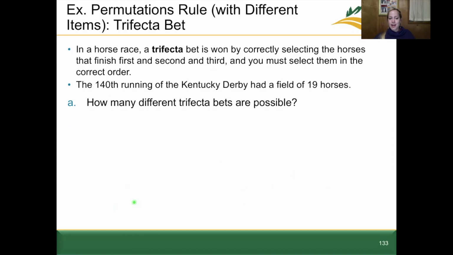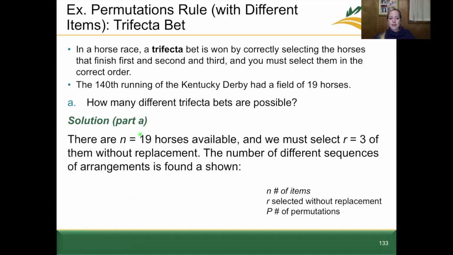Let's look at part A first. So how many different trifecta bets are possible from those 19 horses? Let's start thinking about our symbols for the permutation rule. So n is 19 because we have 19 different items to select from. We have 19 different horses. For the trifecta bet, we want to pick the first, second, and third place winner. That's 3 different things that we're choosing. So here our r value is 3.